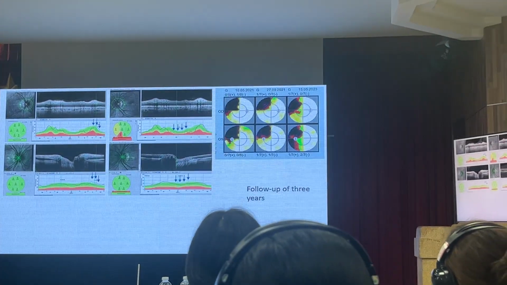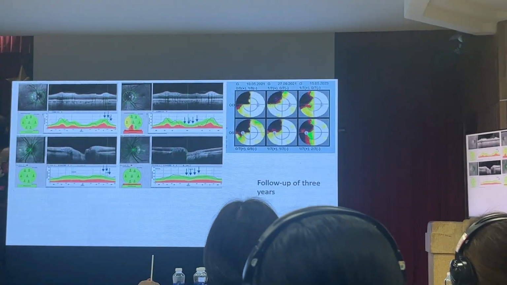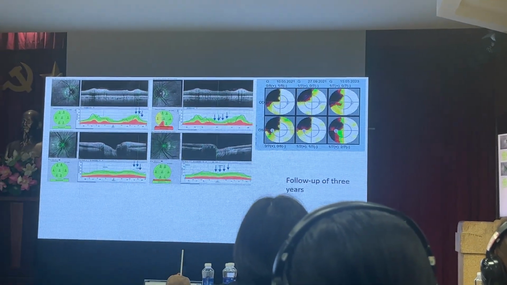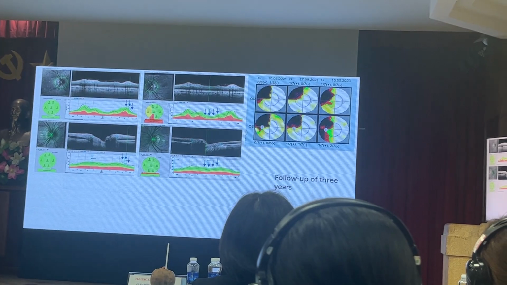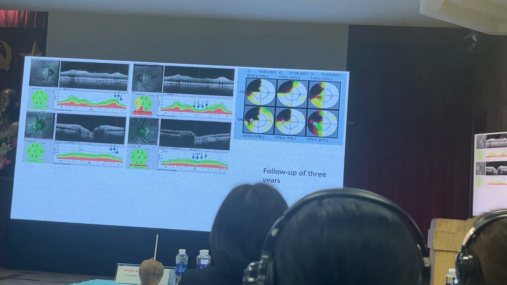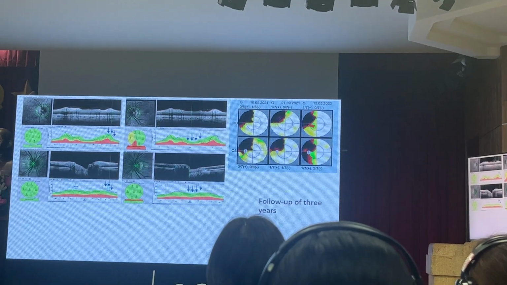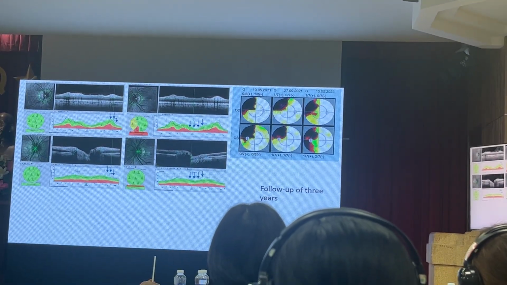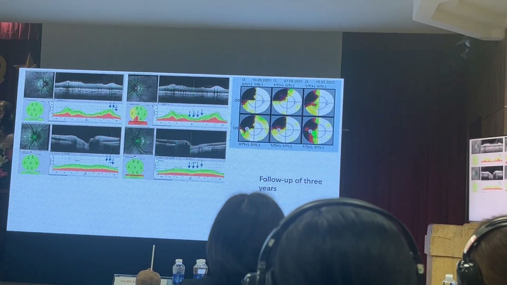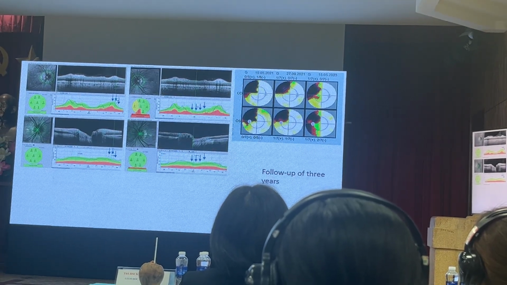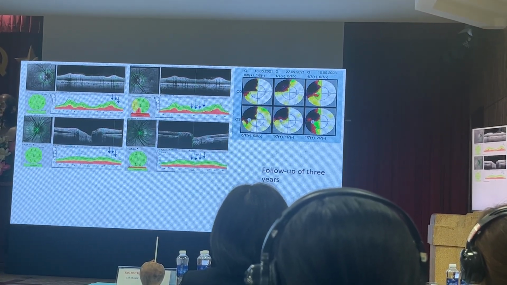But when we look at the patient over time, and we have a follow-up of 3 years of this patient, we see that in this area, the patient slowly loses nerve fiber layer on the right-hand side, and on the left-hand side, more on the nasal side, a slowly increasing loss of nerve fiber layer in glaucoma-atypical areas.